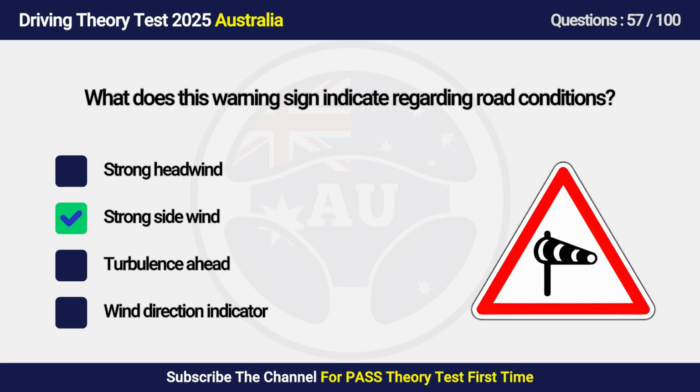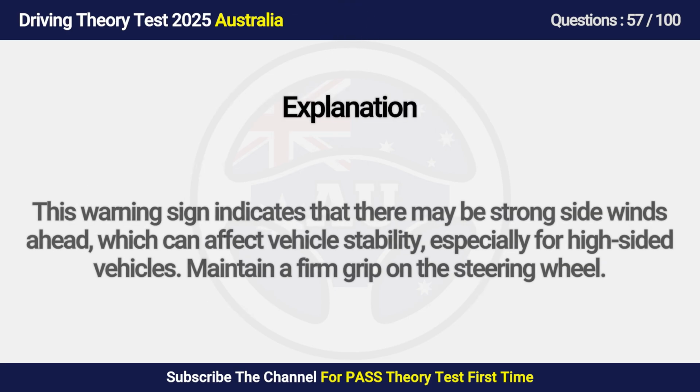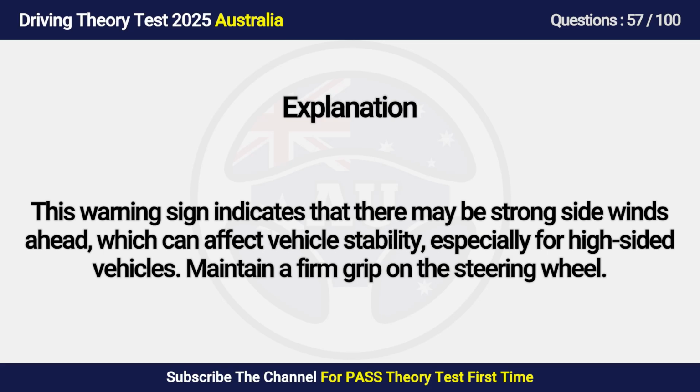Answers is B. Strong side wind. This warning sign indicates that there may be strong side winds ahead, which can affect vehicle stability, especially for light vehicles. Maintain a firm grip on the steering wheel.